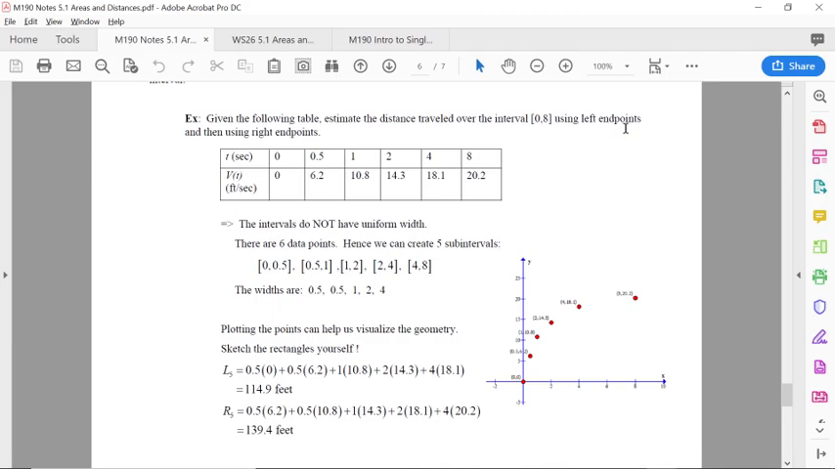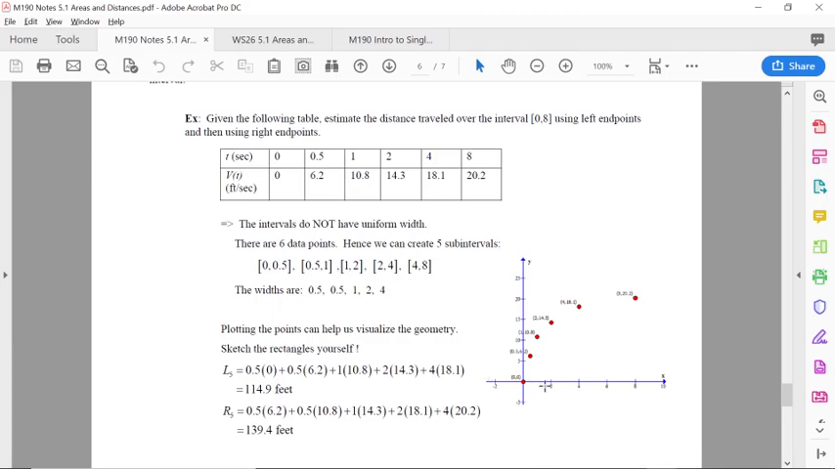We want to use left endpoints here. How many points do we have? We have sample points: 1, 2, 3, 4, 5, 6. We have 6 data points to collect. We don't have any other data points to anticipate outside of here. We're not going to extrapolate.